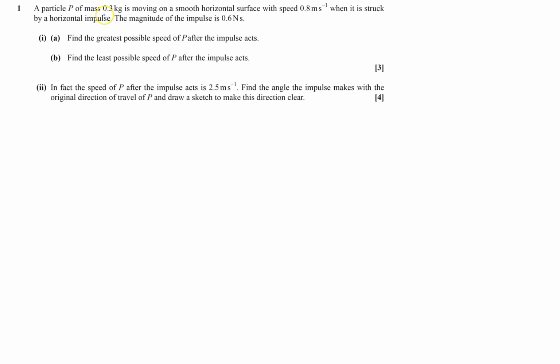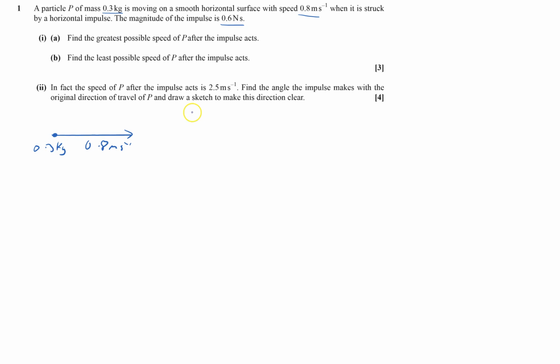Okay, a particle of mass 0.3 kilograms is moving on a smooth horizontal surface at a speed, and is given a horizontal impulse of a given magnitude. Find the greatest and least speeds. Well, initially it's going like so. That's 0.8 meters per second, and the particle has mass 0.3 kilograms.